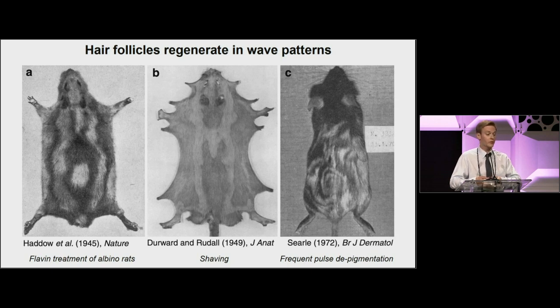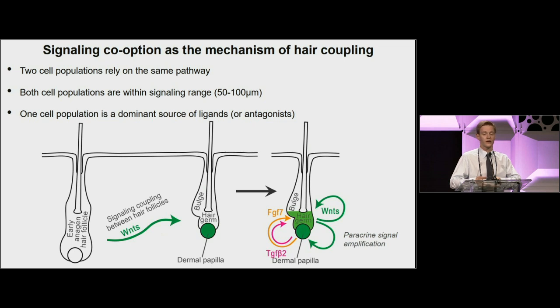This first paper by Harrow described the presence of this pattern in rats. So people knew about the existence. The mechanism was not well understood. So what we currently understand is that for hair waves to form, the follicles engage in what's called signaling co-option.